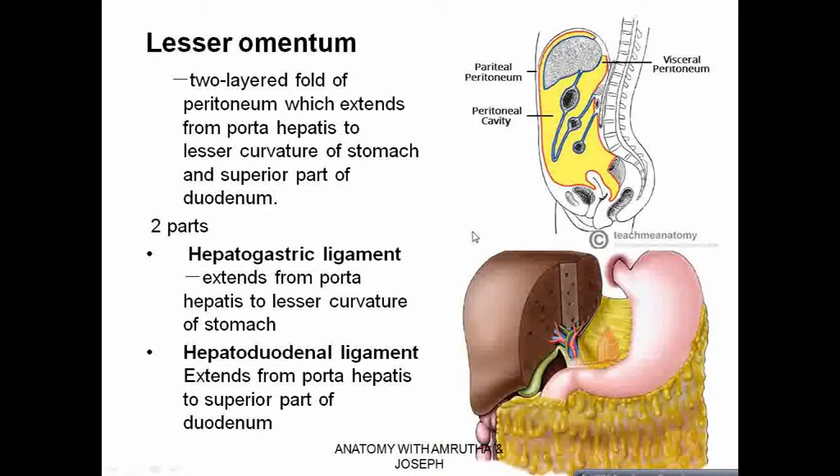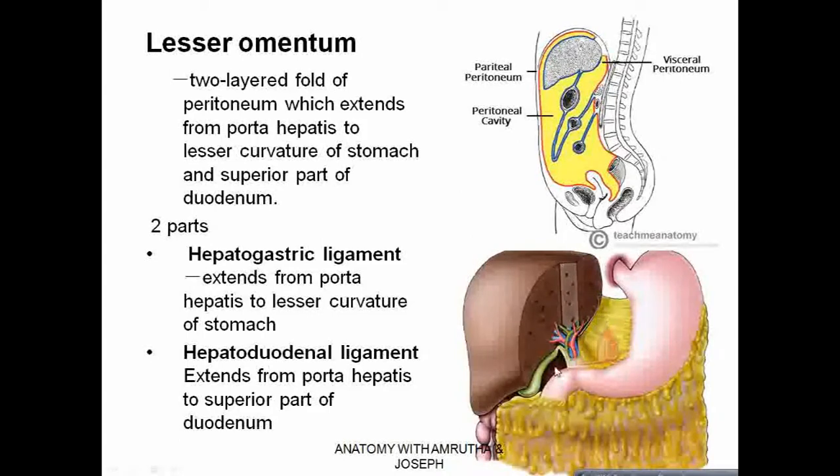Now we can just divide the lesser omentum into two, which can be called the hepatogastric ligament and the hepatoduodenal ligament. Hepato means liver, gastro means stomach. Again here, hepato means liver, and duodenum is, of course, the first part of the duodenum.